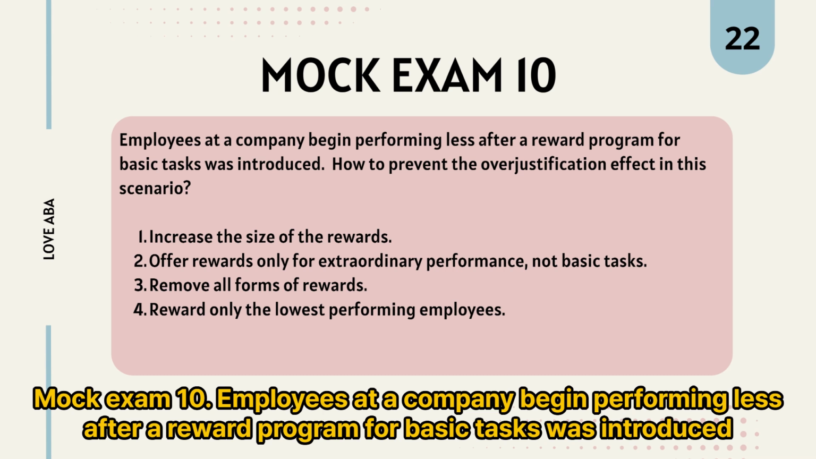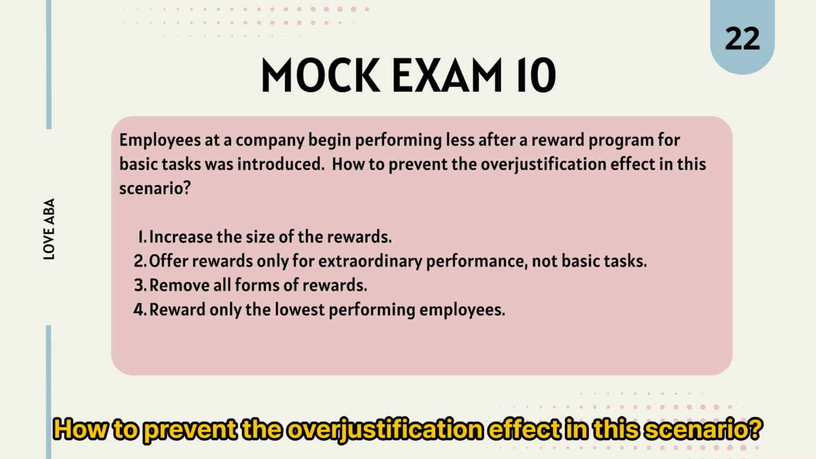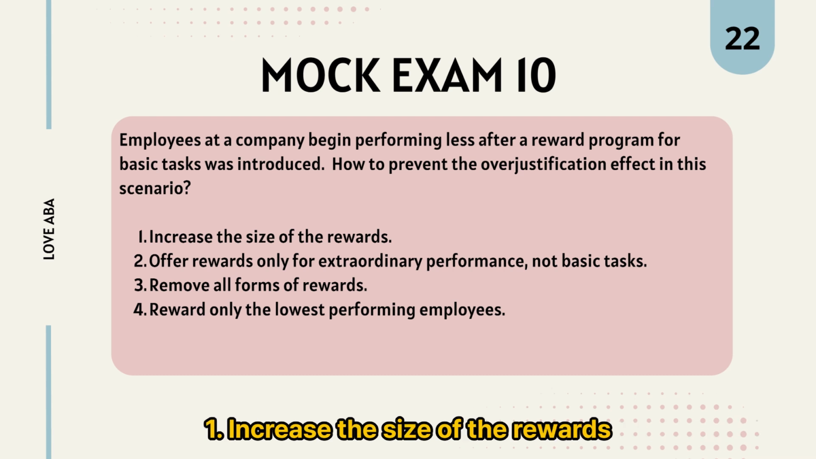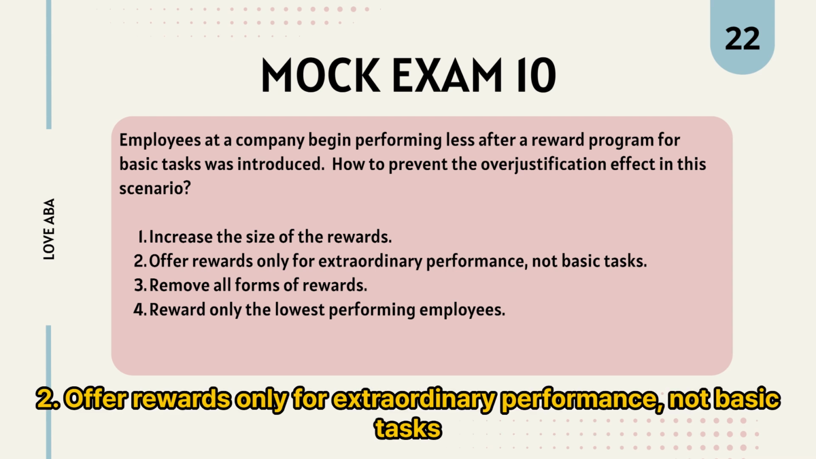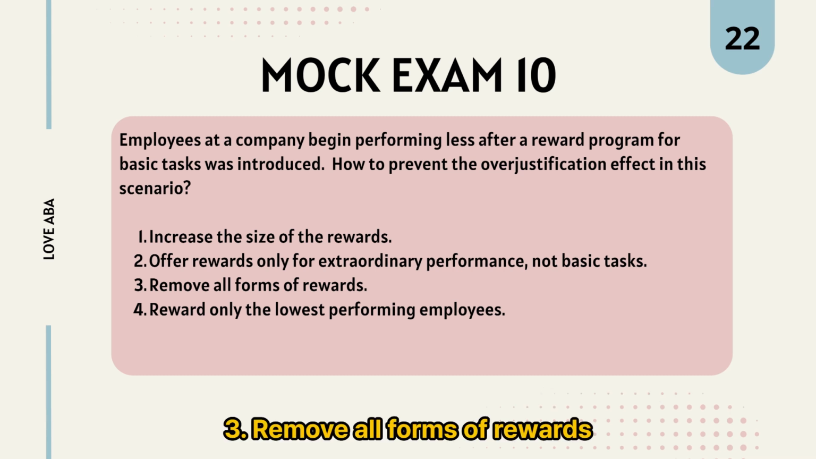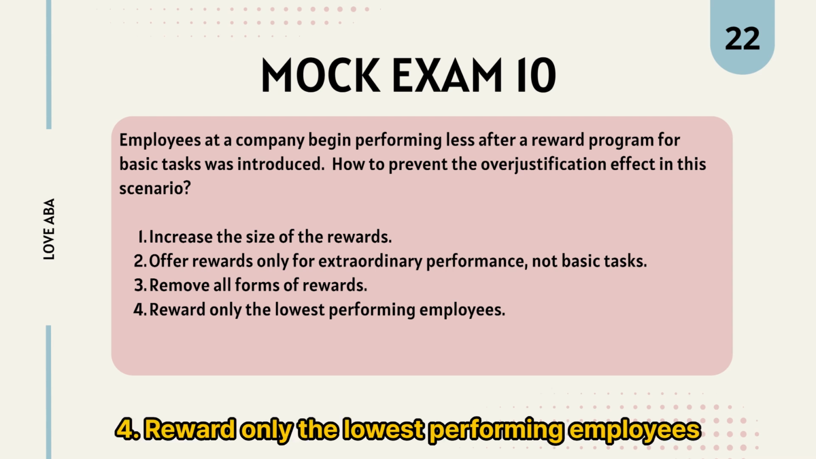Mock Exam 10. Employees at a company begin performing less after a reward program for basic tasks was introduced. How to prevent the overjustification effect in this scenario? 1. Increase the size of the rewards. 2. Offer rewards only for extraordinary performance, not basic tasks. 3. Remove all forms of rewards. 4. Reward only the lowest performing employees.